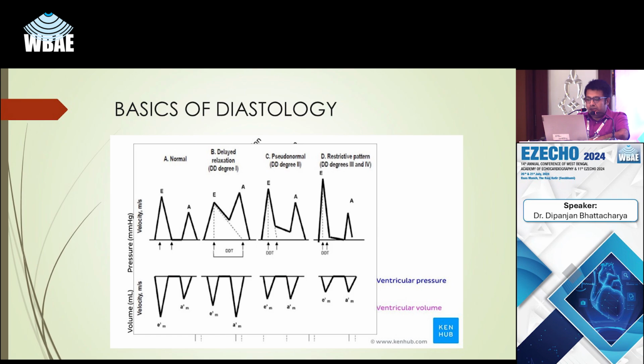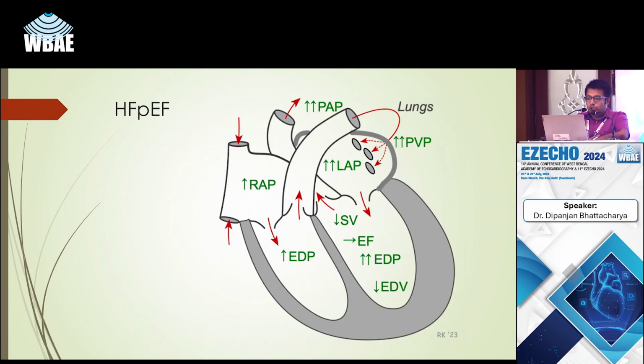And there are the grades of diastolic dysfunction that we all know. Sorry, grade 1 is E less than A, grade 2 is E more than A. And in grade 3 and 4, E becomes nearly 2 times that of A with the reduction of E prime.